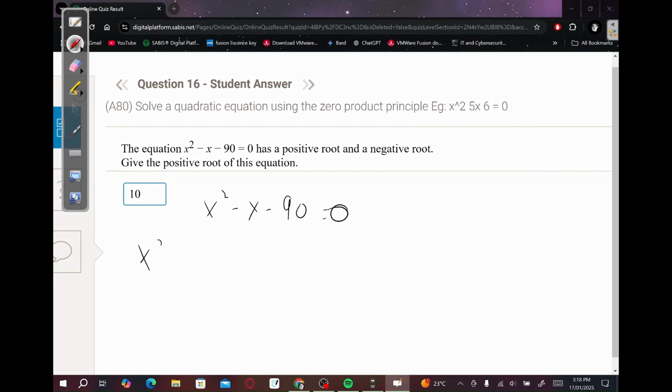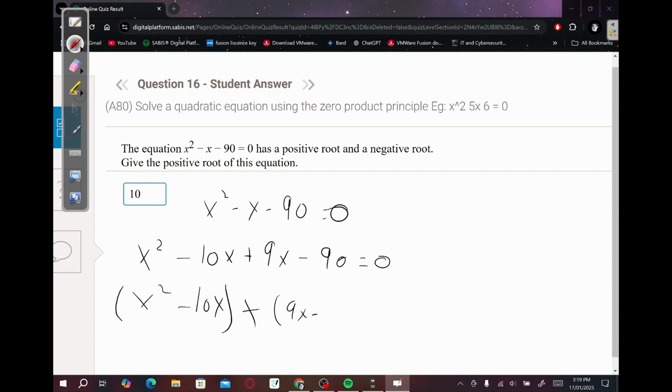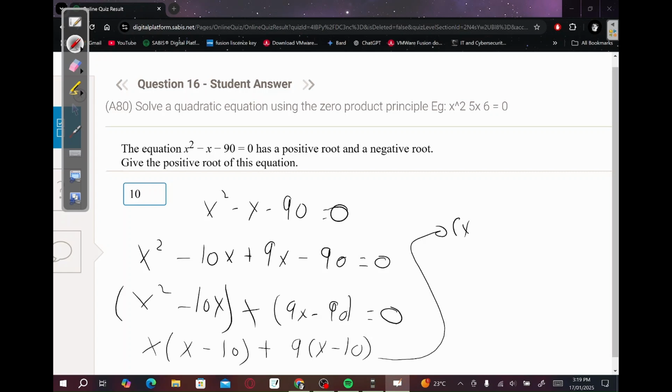You can do 10 minus 9, x squared minus 10x plus 9x minus 90 gives 0. Because if you notice, it's going to give you negative x here, and it's going to multiply to make negative 90. So we're just going to split this up. X squared minus 10x plus 9x minus 90 equals 0. Now we take out x as a common factor. X times (x minus 10) plus 9 times (x minus 10). So it's going to be (x plus 9)(x minus 10).